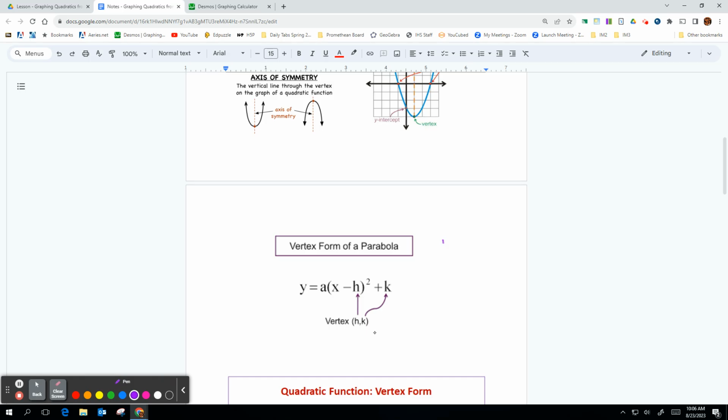Let's say you had this as an example. Let's just say the A was 3 and you had something like this. That was your quadratic equation. Well, the nice thing about this is they're just telling you what the vertex is. The vertex is H and K. So I don't even have to do any work. The vertex is H and K. The vertex is 2 and 1. You know where the vertex is.